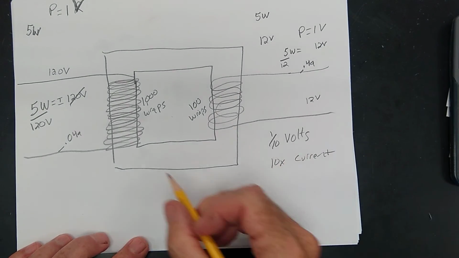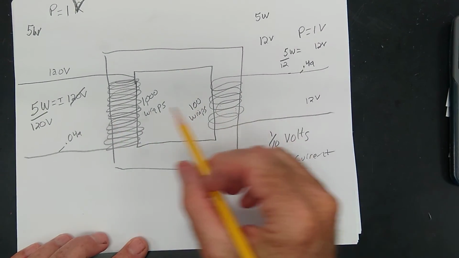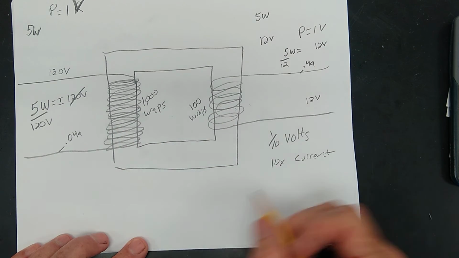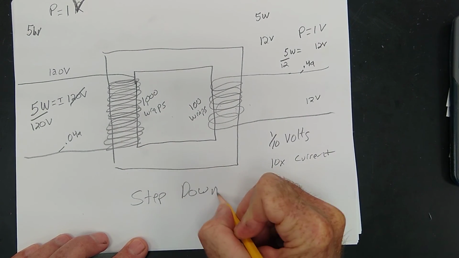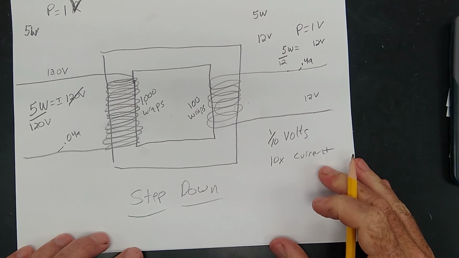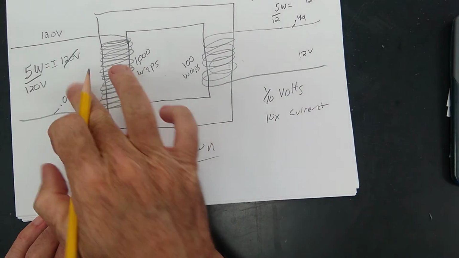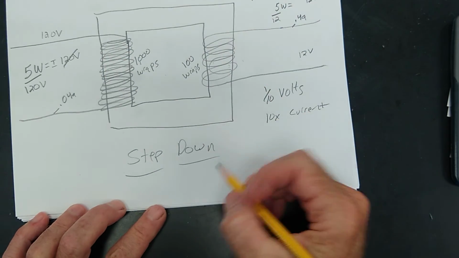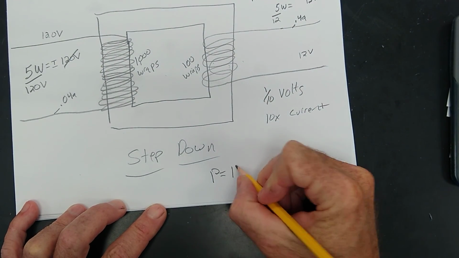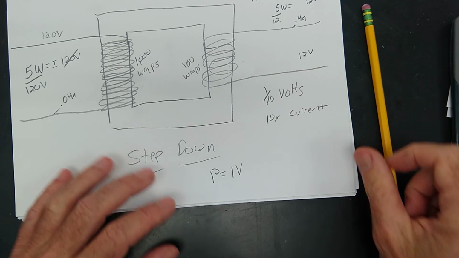Last question, is this transformer a step up or step down transformer? That's right, this one is a step down transformer. Last question again, what formula do we use when we're calculating the voltage across a transformer? P equals IV. All right, great job.